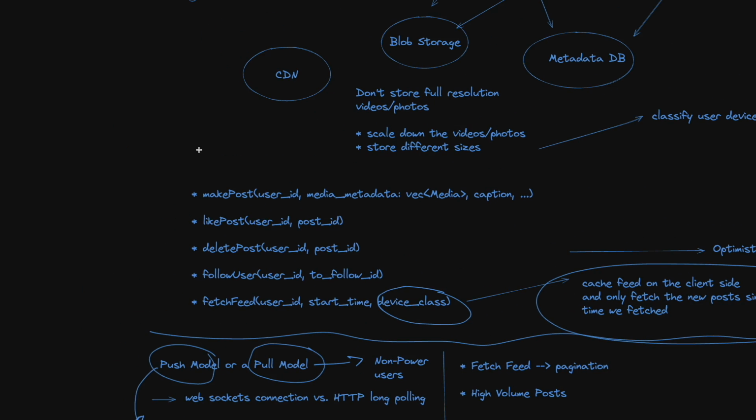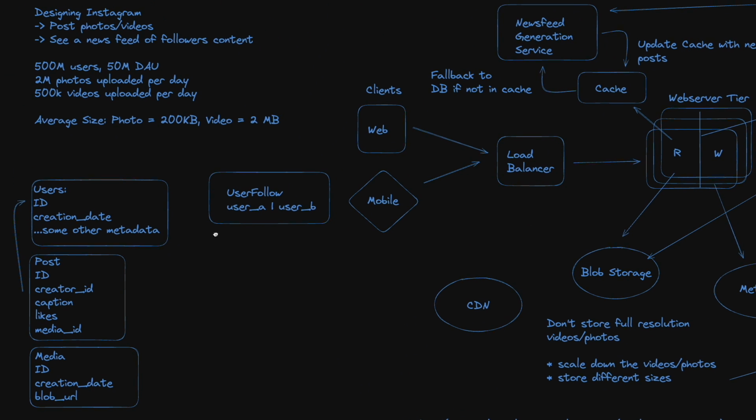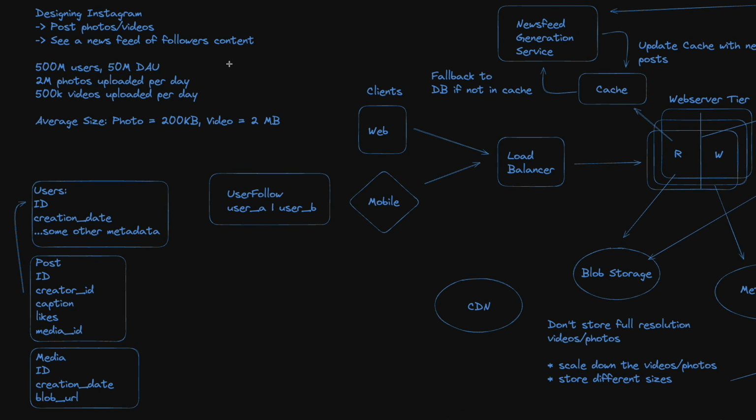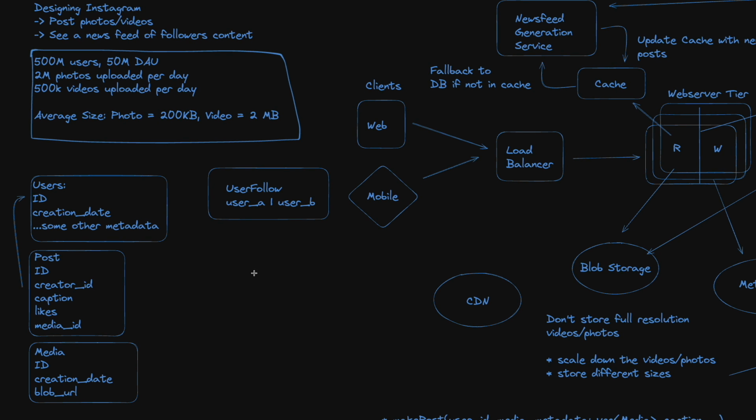And just to recap, the first thing we did was go over the requirements. Obviously, there's no interviewer here, so I can't get the full requirements, but we just made the assumption that you need to post photos and videos. You're going to have a news feed. This is the scale of our system here. It's quite large. These are the kind of models we needed.